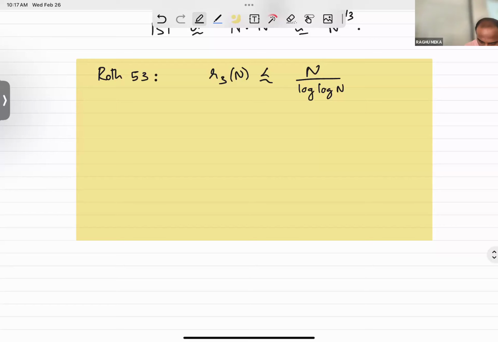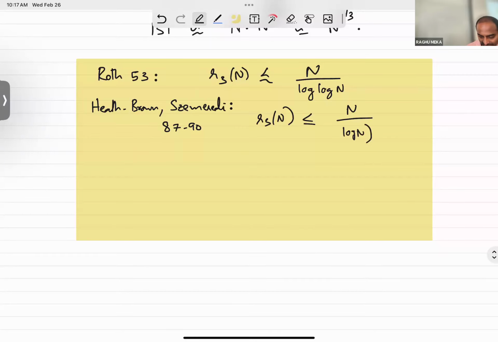Then Heath-Brown and Szemerédi in the '80s, '87 to '90, improved this substantially to this much. By substantially, you should really compare what's happening relative to capital N. Capital N is always there. Earlier we only had 1 over log n, now it's like 1 over log n to a power. So it's an exponential improvement in the deficit in some sense. And then somehow we started having smaller gains.